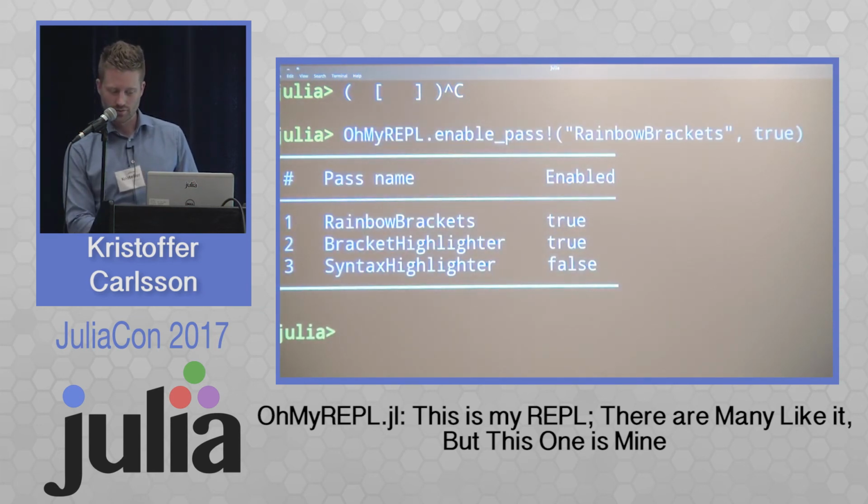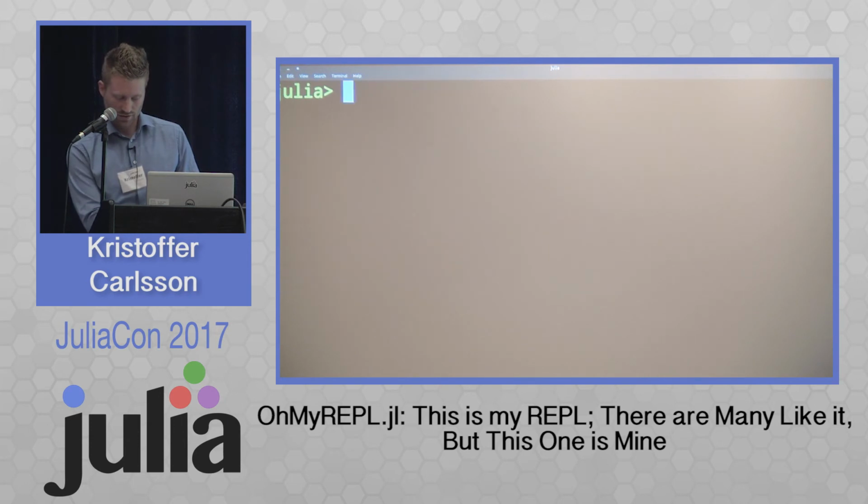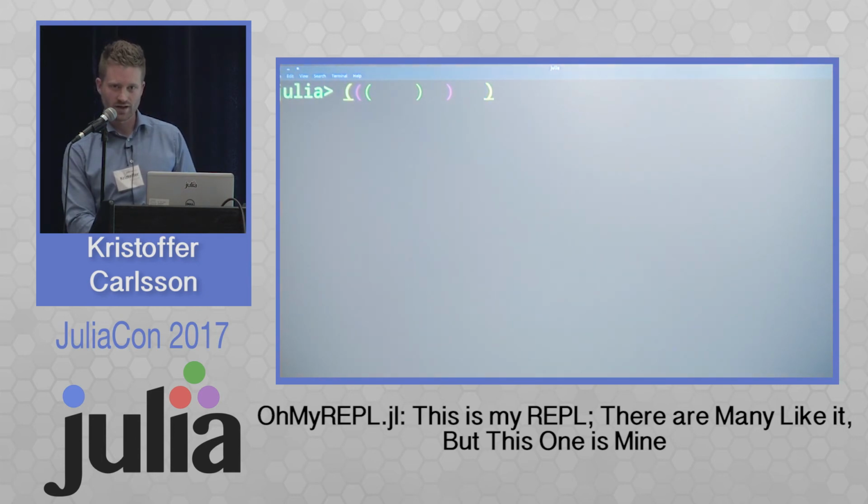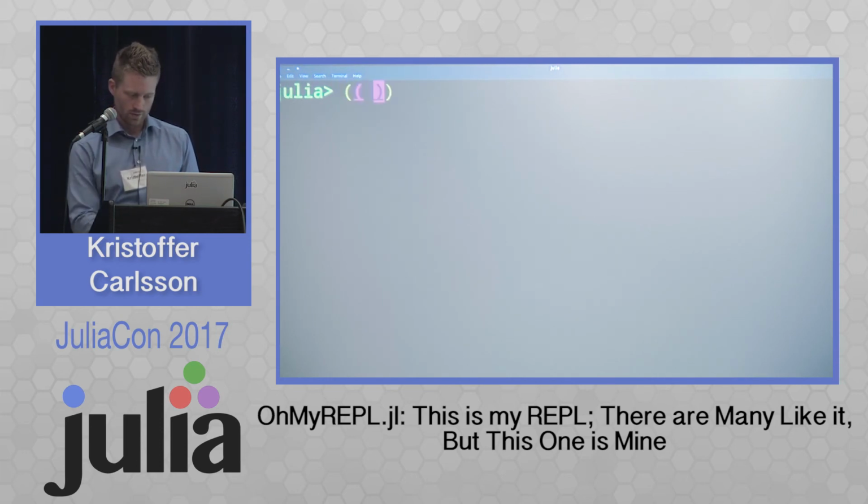Okay, so now I enable the rainbow brackets, so let's type some brackets again. You can see here that both the rainbow brackets and the active bracket highlighter are active right now. It shows me in bold and underline where I am, and it also highlights matching brackets. Also, if you put too many closing brackets, it shows that in red, because then you've probably done something wrong.